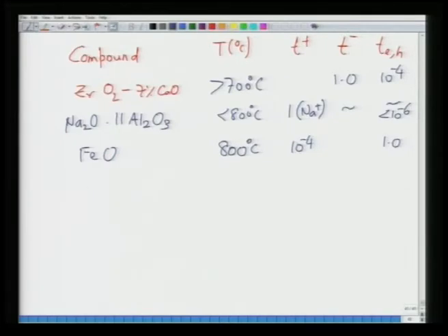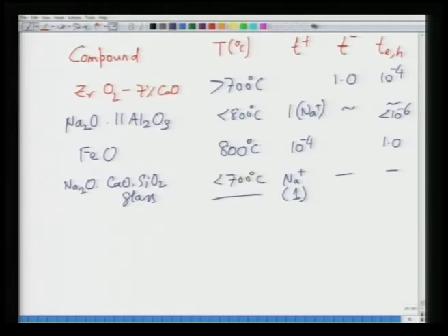Similarly, if you look at, for example, Na2O, CaO, SiO2 glass, here Na plus again is almost equal to 1, and the other values are very small, and this is again at a temperature much lower than 700 degrees centigrade. So, these are some of the typical values in these ionic systems.